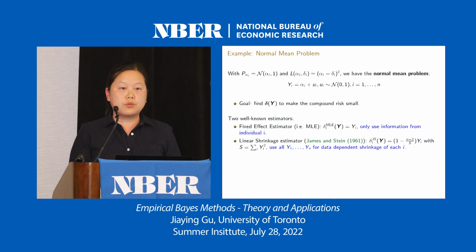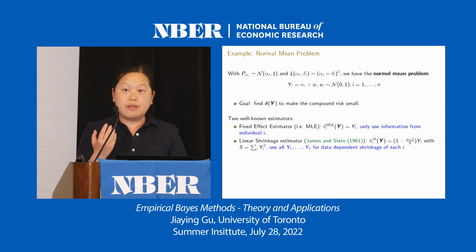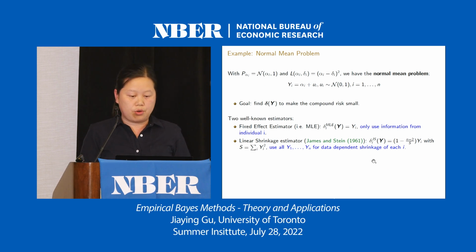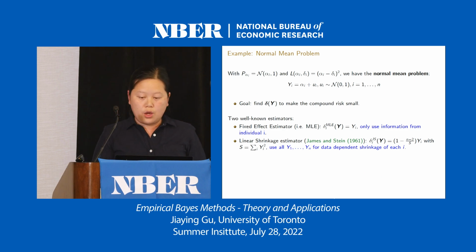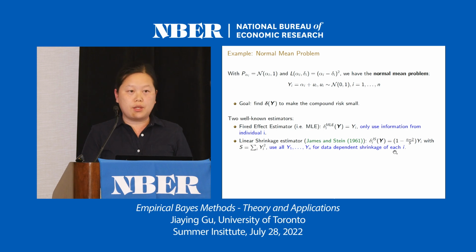However, there is also this, I believe, well-known linear shrinkage estimator, first proposed by James and Stein in 1961, which basically is a shrinkage estimator. We are putting a shrinkage factor in front of each individual y_i. And this shrinkage factor is going to depend on the entire data, y_1 to y_n. So in the sense that what James-Stein is proposing is a data-dependent shrinkage for each individual coordinate problem.